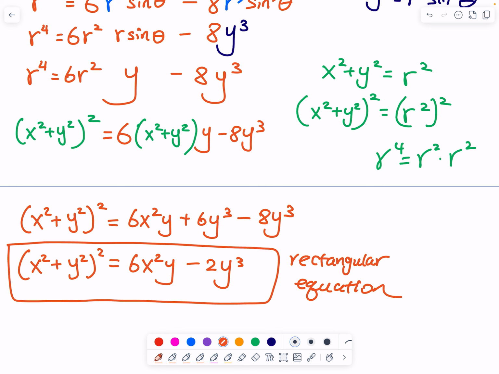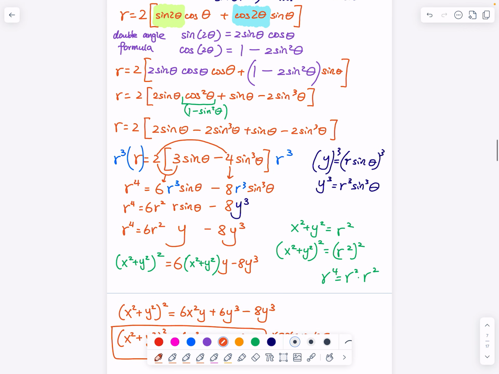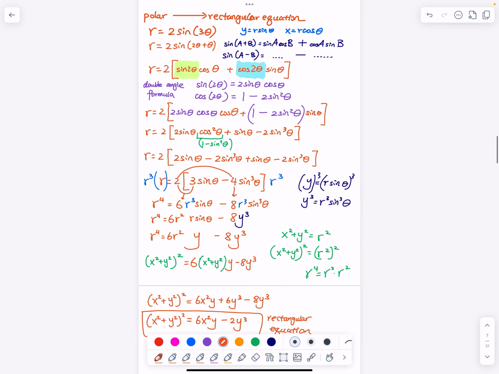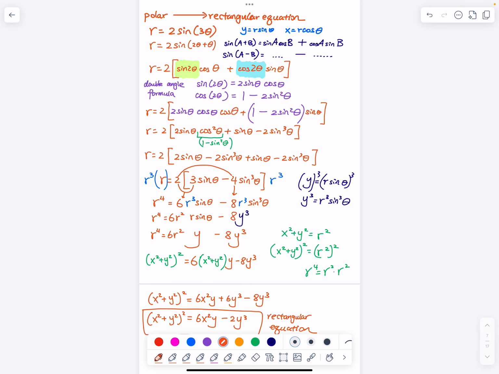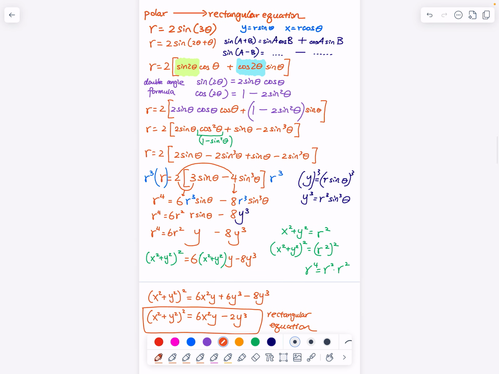All right, and that is the end of this problem. This is a great problem for practice. Look, we went through a long journey to get into this. Maybe this is a good place for you to take a screenshot. We just went through a long journey to get to this rectangular equation.